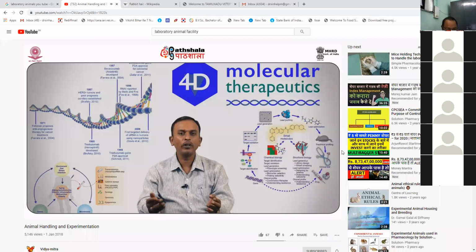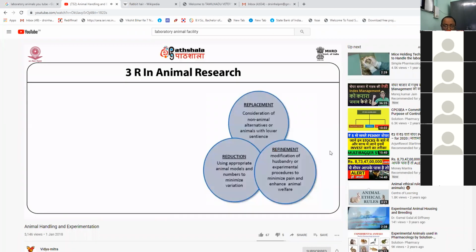Finally, this is important, what you should consider before going for animal research: the 3R. 3R stands for reduction, refinement, and replacement. Reduction is using an appropriate number of animals to minimize variation. You can't take 100 to 20 animals per group for your research. The maximum number of animals should be reduced in such a way that your results will not vary and you will get good statistical data.